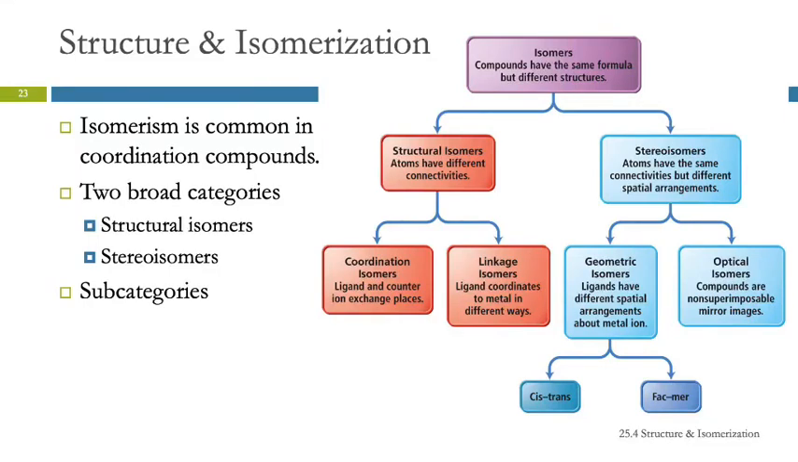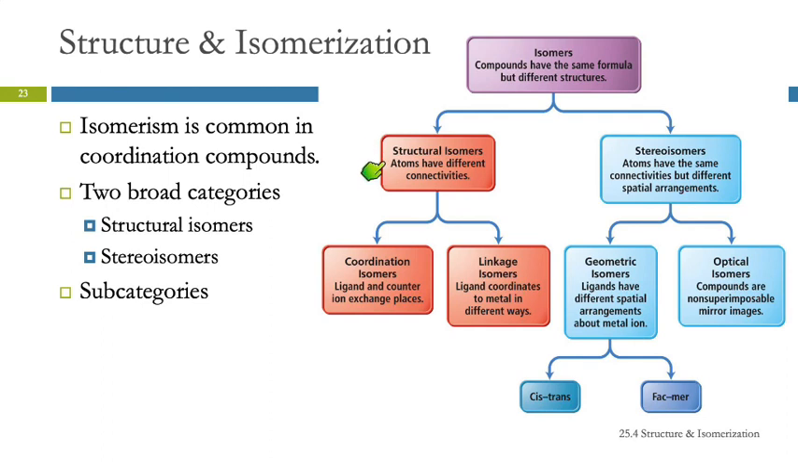Structure and isomerization of coordination compounds. Isomers are substances that have the same chemical formula, but they have different structures. So the same atoms, but they're put together differently. And there are two broad categories. There are structural isomers and stereoisomers, and then there are subcategories of those.